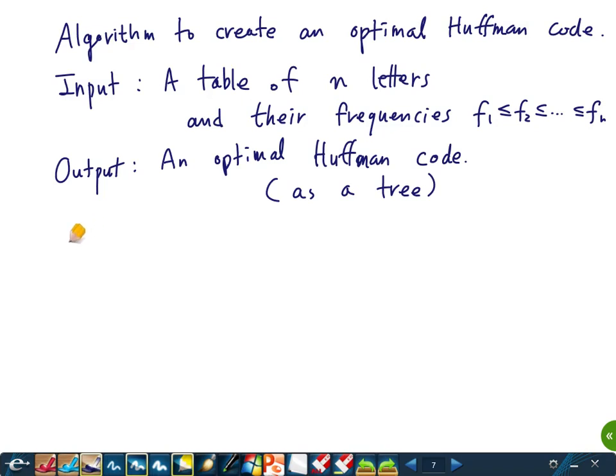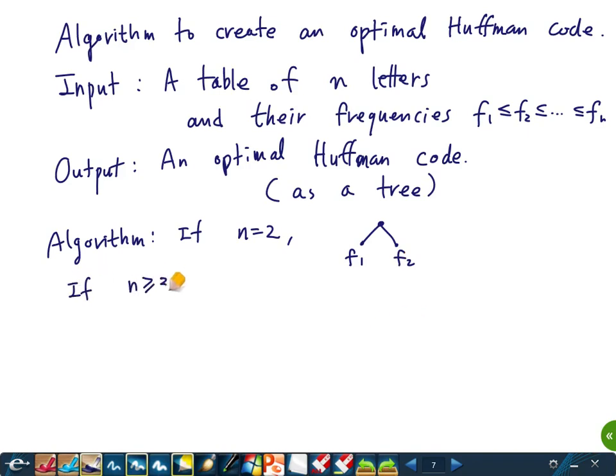The algorithm is as follows: if there are two letters, then there is nothing difficult. Just create a tree like this where F1, F2. I'm used to writing down the frequencies. So it means you can just put the letter with frequency F1 here and put the letter with frequency F2 there. So in this case, it's very simple. And if n is greater than or equal to 3, we are going to define this recursively.